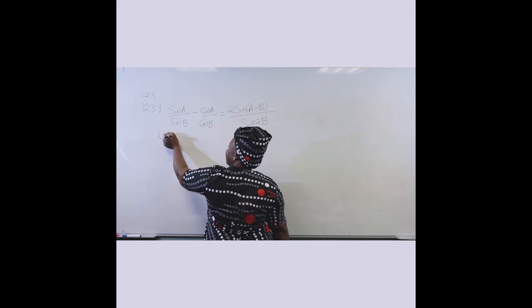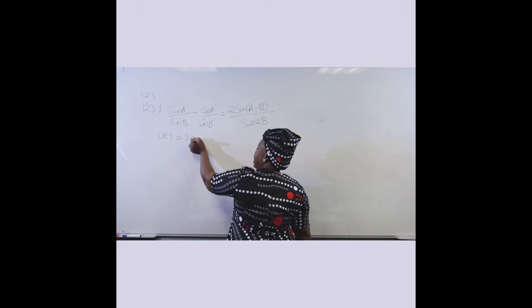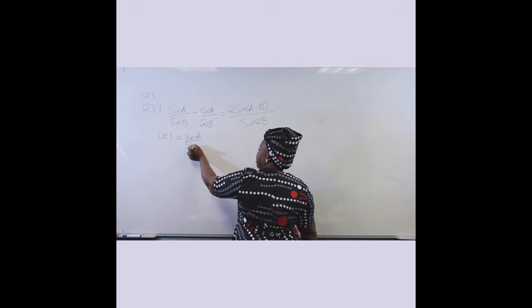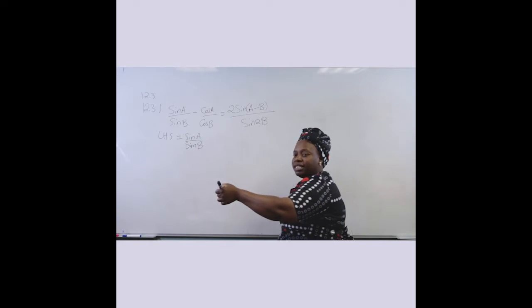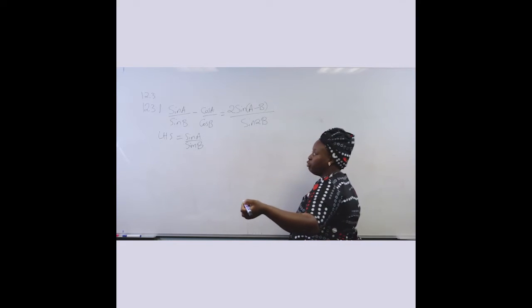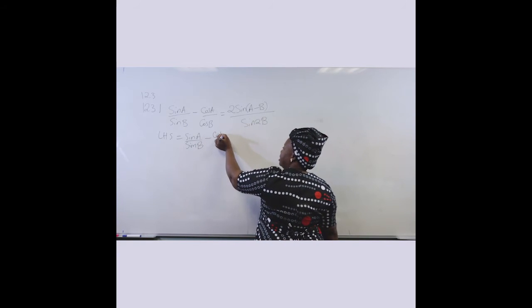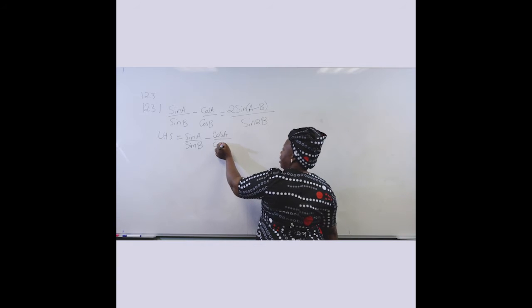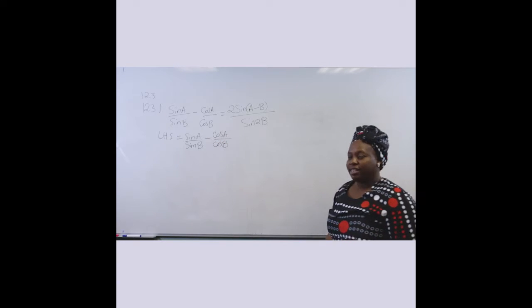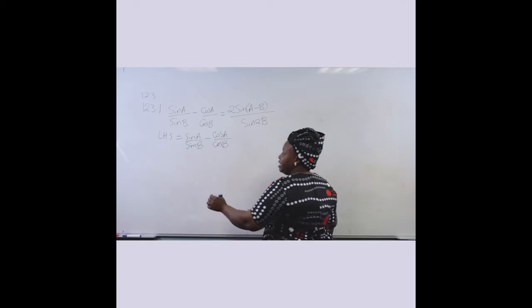So my left-hand side is equal to sine A divided by sine B. Remember, guys, to recopy the statement so that when you make mistakes, we can be able to follow them. So copy it as you see it. So this is what we have. Okay, interesting. We have to look at the denominator first.